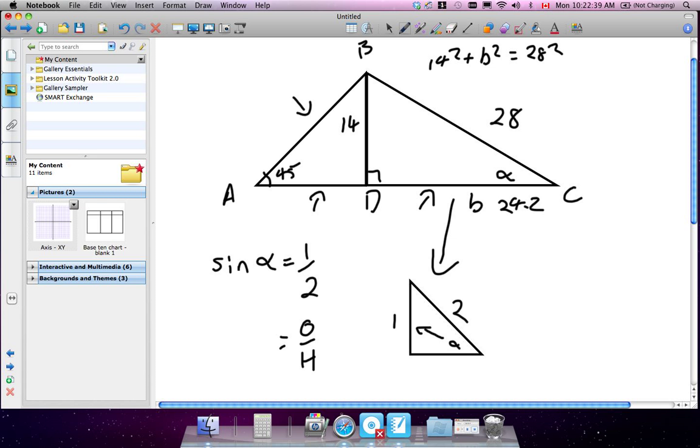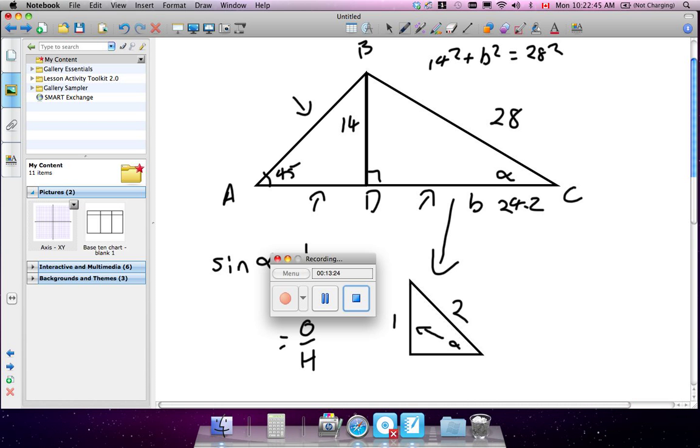And then here, depending on which side I want us to find, how much time do I have? Under 15 minutes.